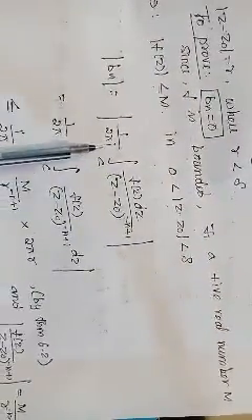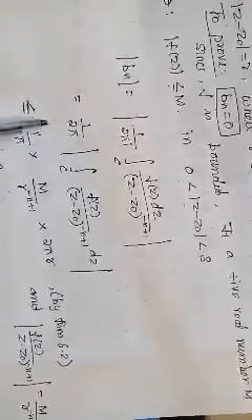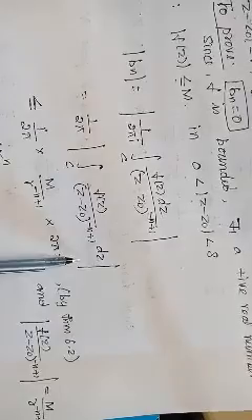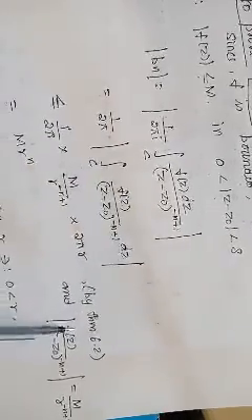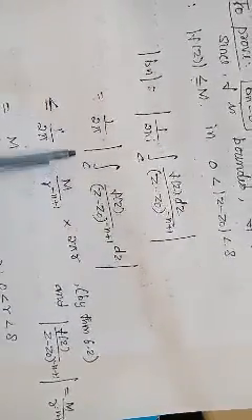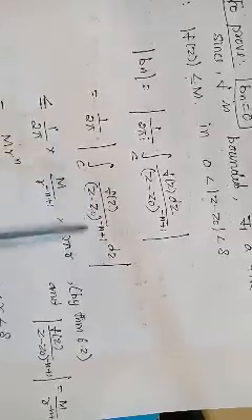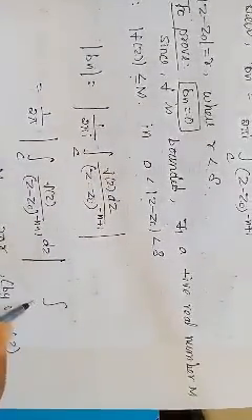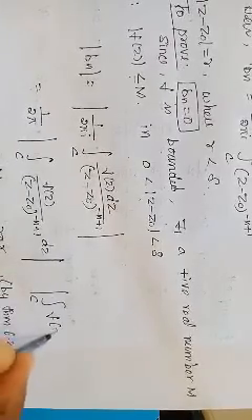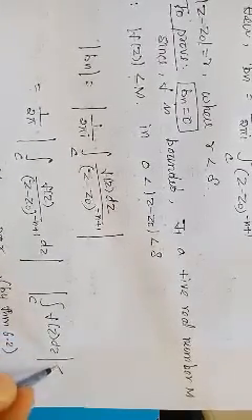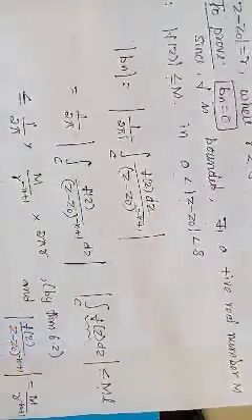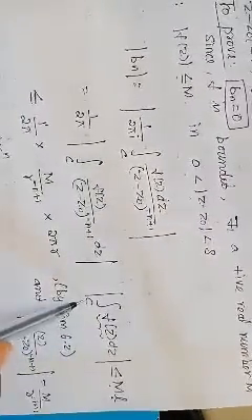So mod of i becomes 1, and it becomes 1 by 2 pi into mod of this integral. We have already learned from the theorem, theorem number 6.2, that modulus of the integral over c of f of z dz is less than or equal to M into L, where M is the maximum value of the integrand and L is the length of this curve C.